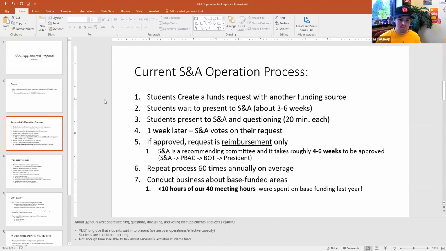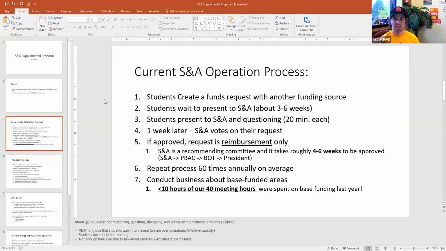Calculating how much time we truly spent on supplementals last year, we had less than 10 hours of our 40 meeting hours actually spent on our base funding. Last year we met for a total of about 40 hours, and 32 of those hours were spent on supplemental requests.